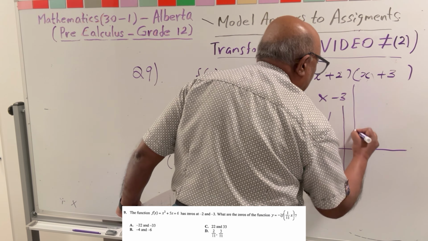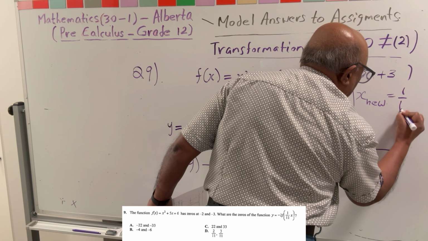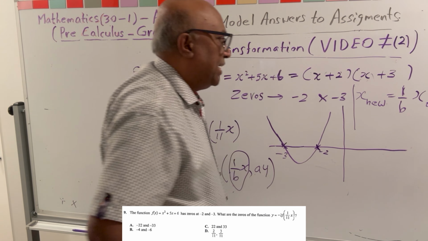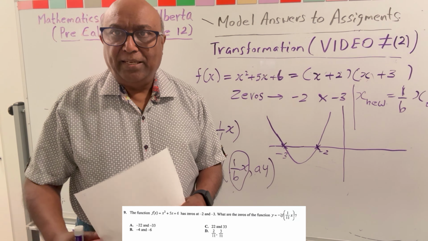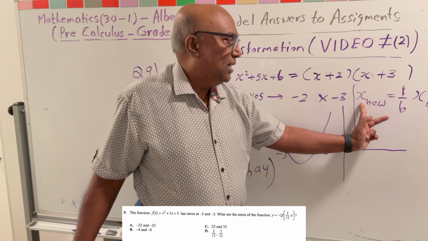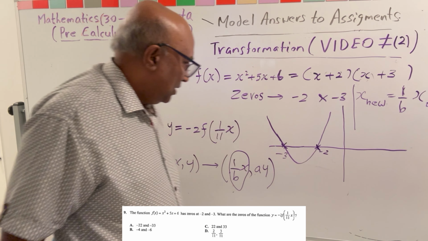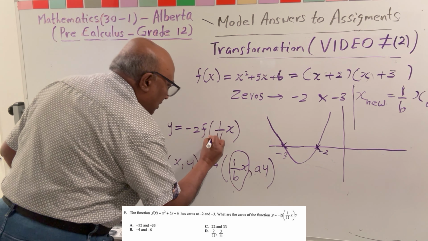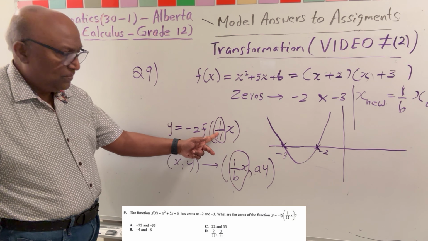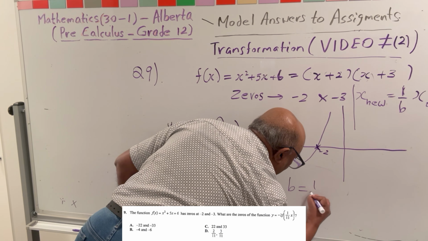I am writing here, x new coordinate equals 1/b times x old coordinate. That means when I recapped the theory of transformation, I mentioned that this is a way of obtaining the x new value. x new value equals 1/b, that is the stretch factor, times the x old value. What is b? This is b. It has been hidden here. b is 1/11. I am writing this here. b is 1/11.